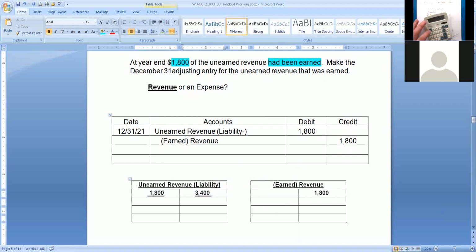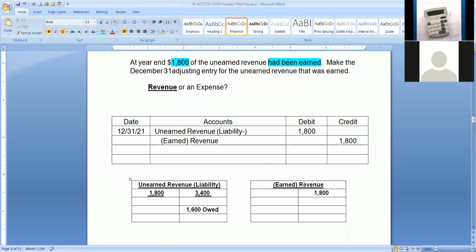What is that, 1,600? 3,400 minus 1,800, 1,600, okay. So we still owe 1,600 worth of work. So this is still owed. Yeah, we finished 1,800 of it, so we still owe for 1,600 of it. So this is the ending balance, the ending amount.